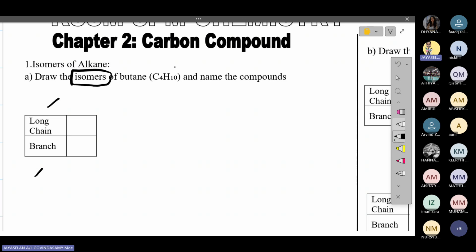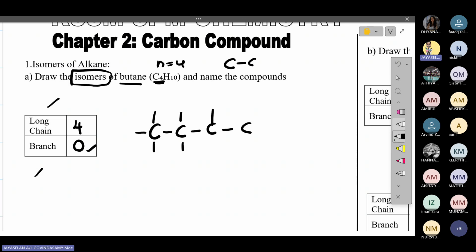Okay, can I? So you tengok, ini adalah N4. Macam mana tahu? Tengok sini. First, you want to draw the first isomer N4, branch 0. You already do the rangka. Now you draw butane, all C single bond. So what I do? 1, 2, 3, 4, branch 0. Each carbon must have 4 bonding.